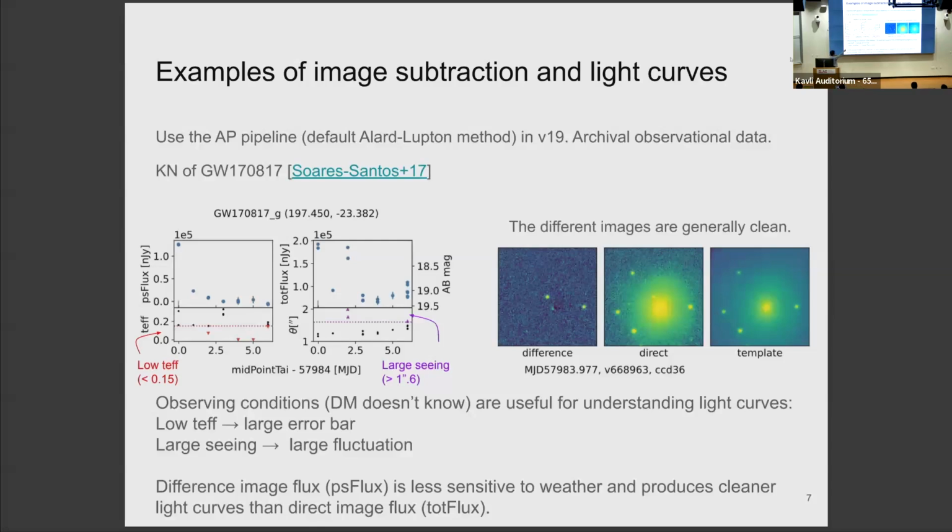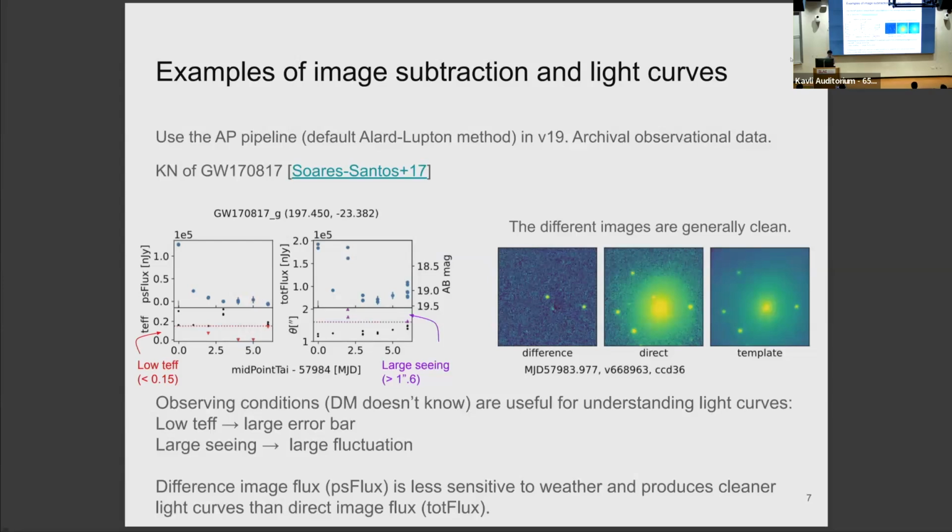And then on the right, I use a purple color, those purple triangles to show where the seeing is pretty big. So you can see if it's low effective, you can get a large error bar. And if it's large seeing, you can get a large fluctuation in the light curve. So it's very nice to see the consistency between the weather condition and the light curve. Also, we think the difference image flux is less sensitive to the weather and can give you clear light curves.